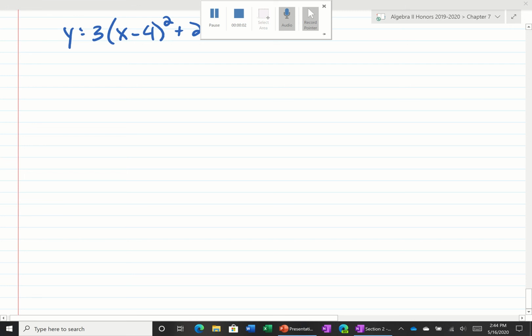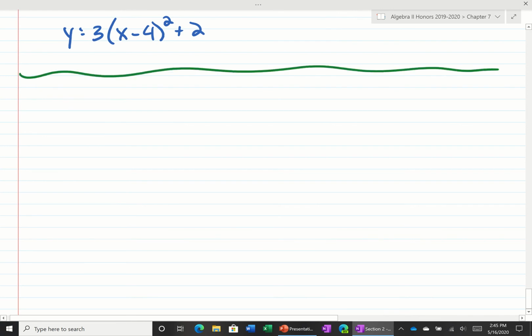Today what I wanted to do is review section 7.2. In section 7.2 we talked about parabolas. Parabolas were section 7.1, but circles were in 7.2. And we're just going to overall do a review of conic sections. So this is section 7.2.